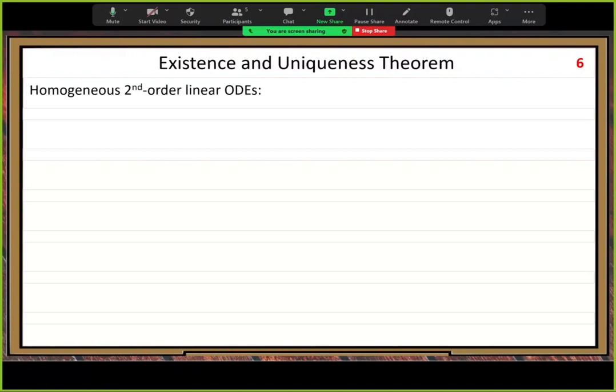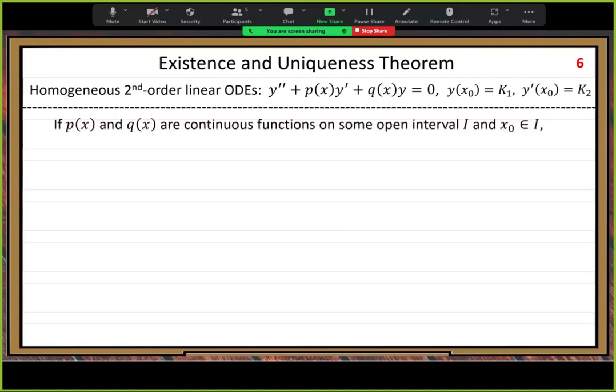We consider this time only homogeneous, second order, linear ODE with P function, Q function. We saw this before. And also two initial conditions. All right, then let's look at the theorem. Theorem, not very long.